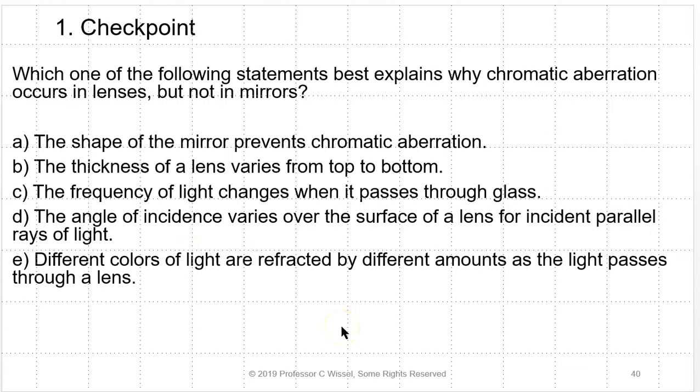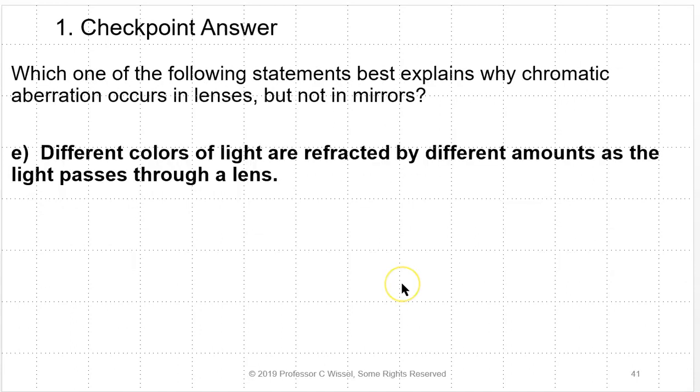Now, which one of the following statements best explains why chromatic aberration occurs in lenses, but not in mirrors? Well, the main thing about it is that mirrors are reflectors and lenses are refractors. Chromatic aberration only occurs when light is being bent, because different colors of light are refracted by different amounts as the light passes through the lens, because the refractive index will vary with the wavelength of the light, or the color of the light.